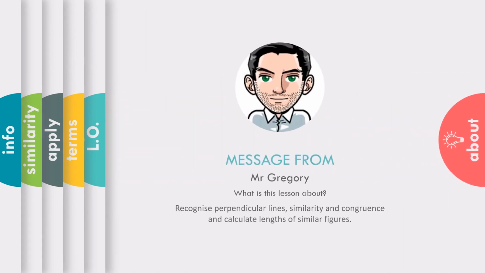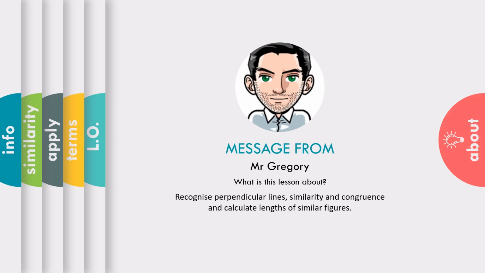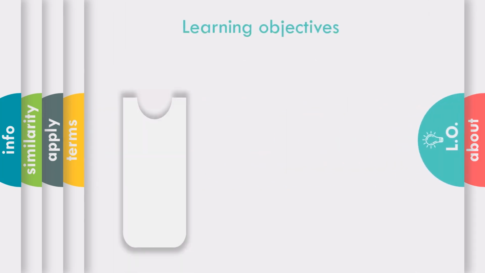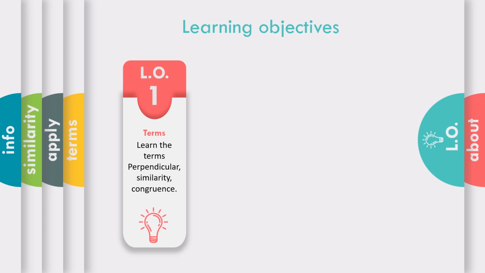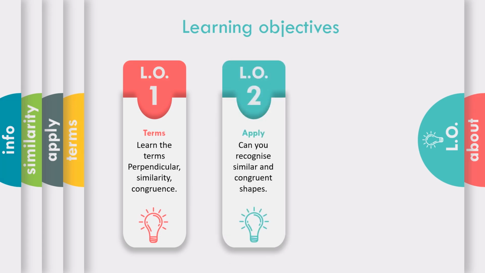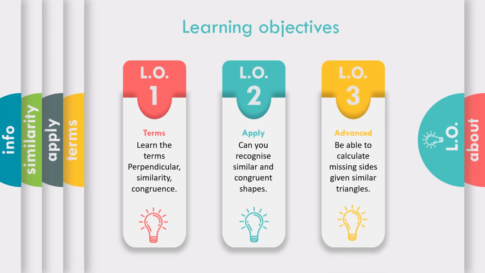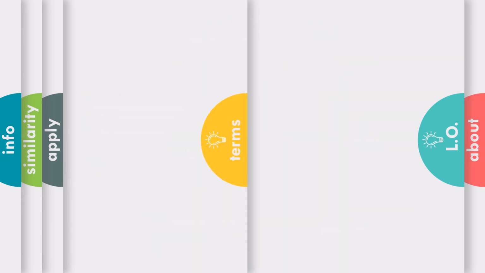Hello, and today we're going to be looking at recognizing perpendicular lines, similarity and congruence, and also how to calculate the lengths of similar figures. The first lesson objective for today is to learn the terms perpendicular, similarity and congruence. The second learning objective for today is to be able to recognize a similar and a congruent shape. The third lesson objective for today is to be able to calculate the missing sides given similar triangles.